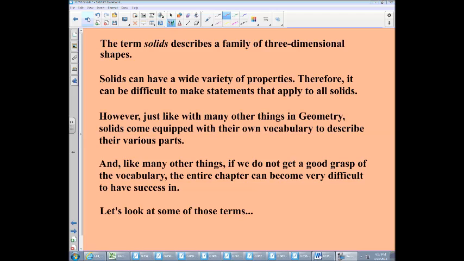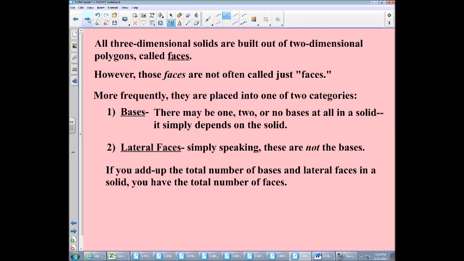However, we did determine that there are little subcategories that different parts and pieces of solids fit into, and that generated a new vocabulary for us, that language that we've been speaking here in Unit 9. So let's have a look at some of the terms. We said that all three-dimensional solids are built out of two-dimensional polygons, and we called all of those polygons faces. However, the term faces is not used all that much.